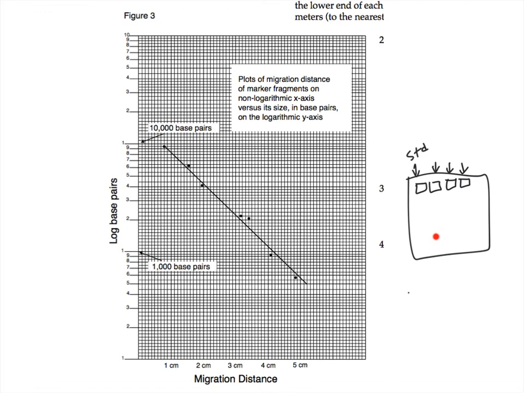Let's say we got 4.5 centimeters. Then you would go to your graph and you would say, well, my band migrated 4.5 centimeters. That corresponds to around 750 base pairs. And so I estimate that my fragment is 750 base pairs long. So you're going to use this graph to estimate your unknowns.